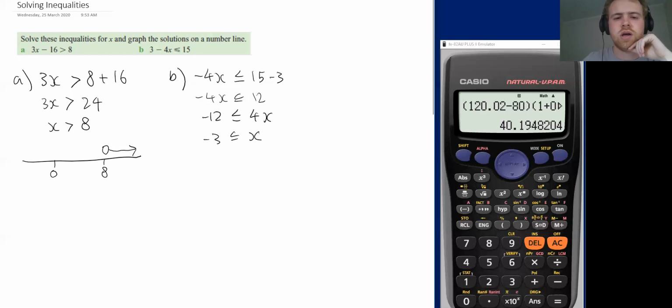Okay, I'm going to show you another way, starting from this line. So 4x.